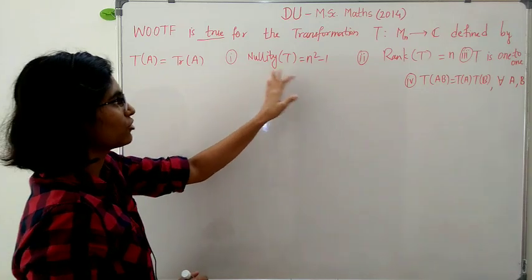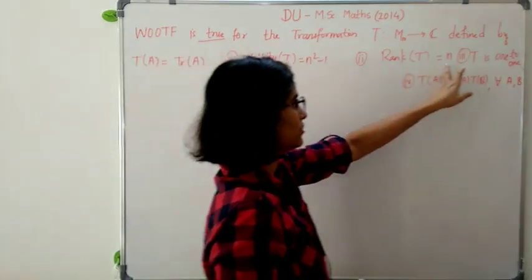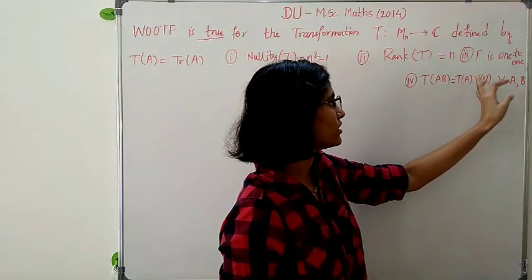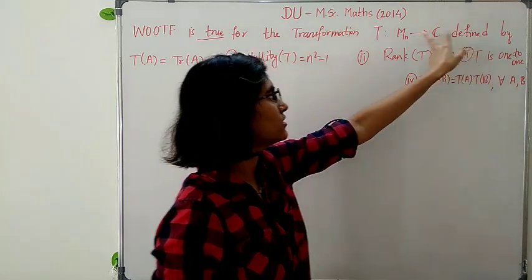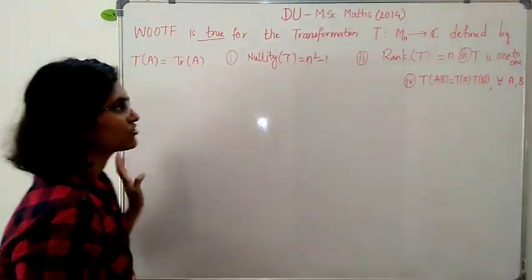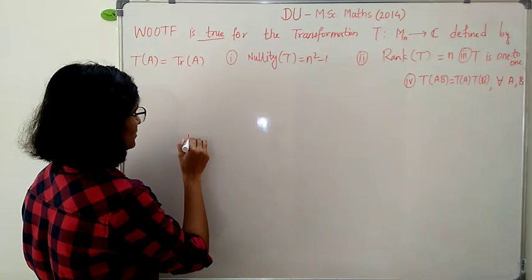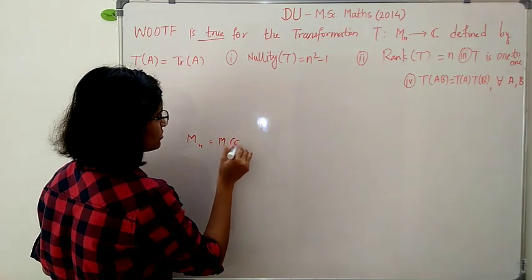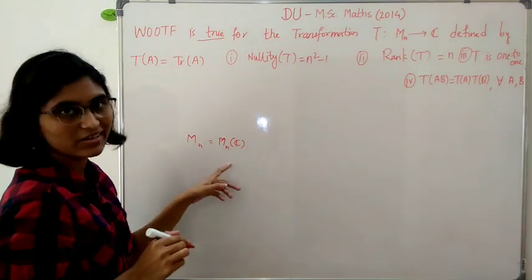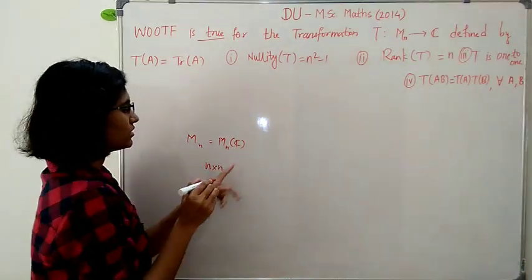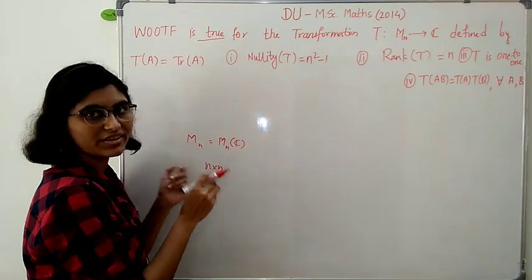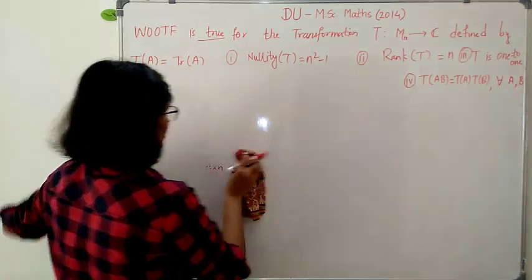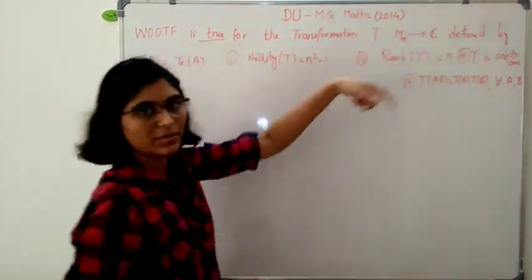The first option is nullity of T equal to n square, second is rank of T is equal to n, third is T is 1 to 1, and last option is T of AB is equal to T of A into T of B for all A, B in this space Mn. So first of all, note that this Mn means here it is Mn(C), the set of all matrices of size n by n over C. That means the entries of this matrix are from C, right? Because here the codomain is C, that's why it is Mn(C).